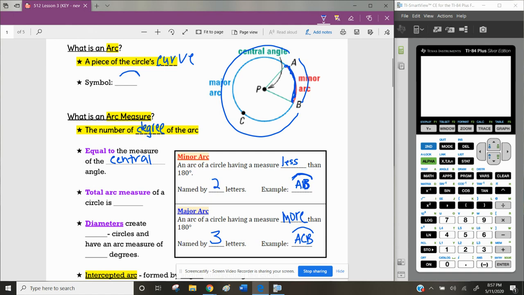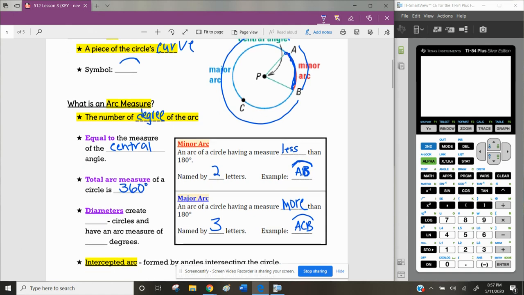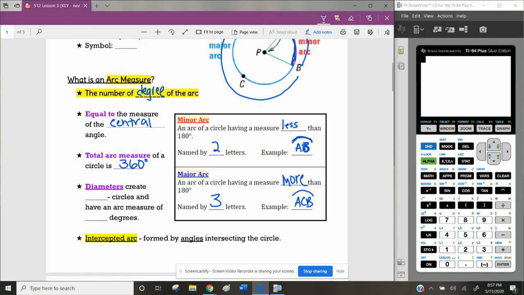The total arc measure of a circle is 360, so the total number of degrees in a circle of that curve. Diameters create semicircles, which are half of a normal circle. So that arc would measure half of a normal circle, which would be 180 degrees.